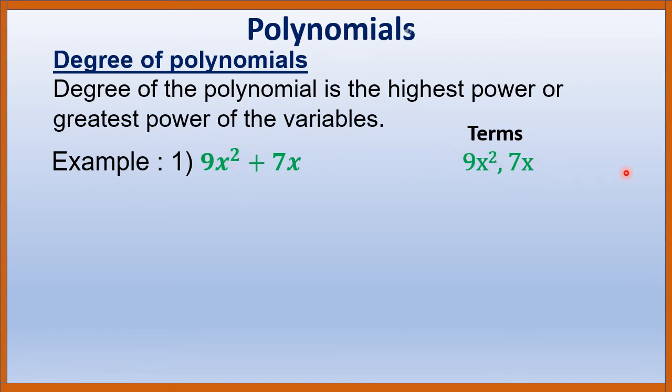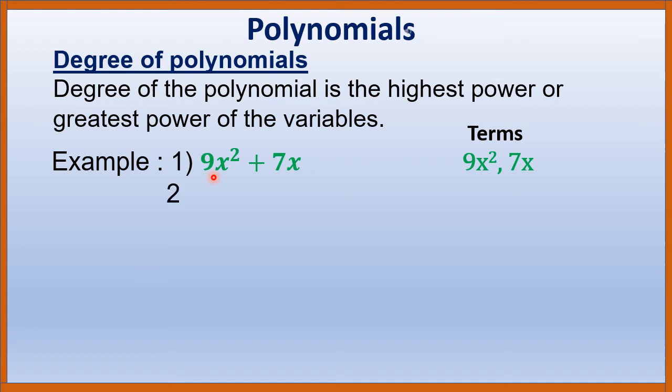Similarly, 7x is another term and its degree is 1 because here x is variable and its power is 1, right? Now we have to compare both these terms. Which one has the highest power? Of course, the first term has the highest power, which is 2. Therefore, degree of this whole expression is 2. This means this is a polynomial of degree 2.